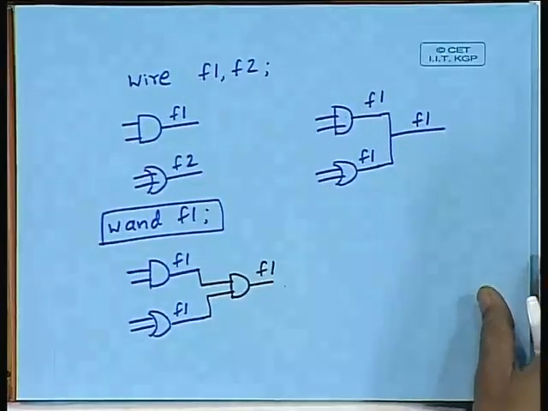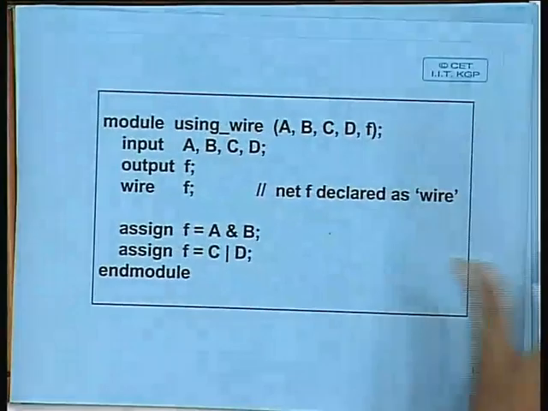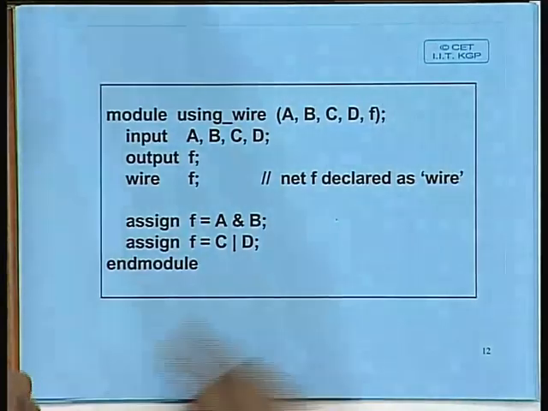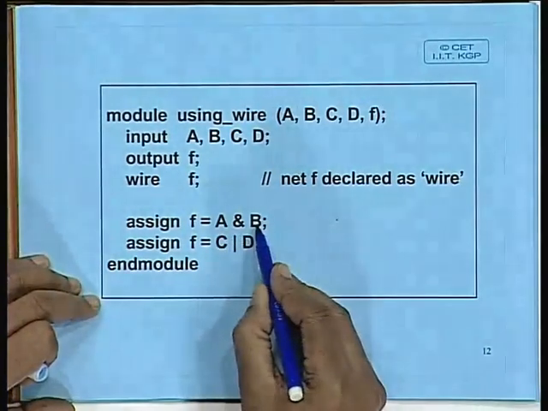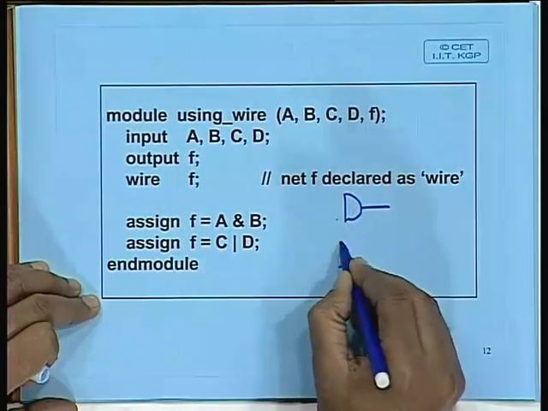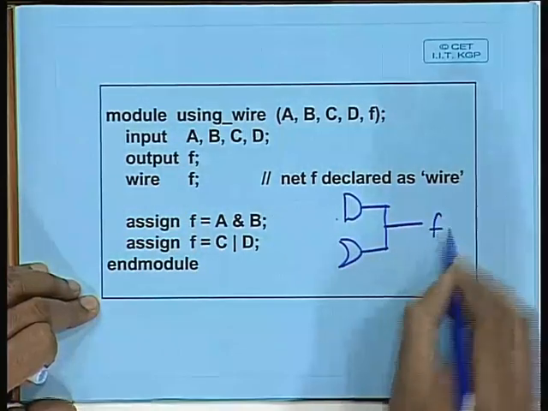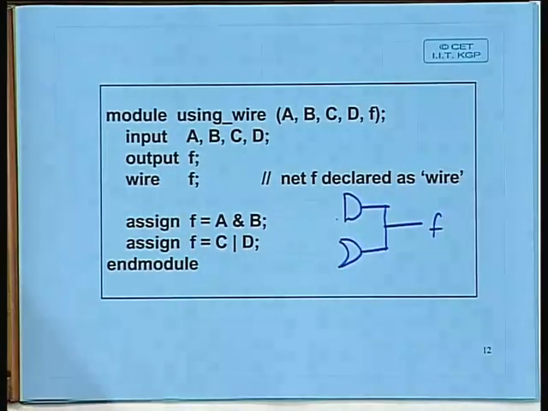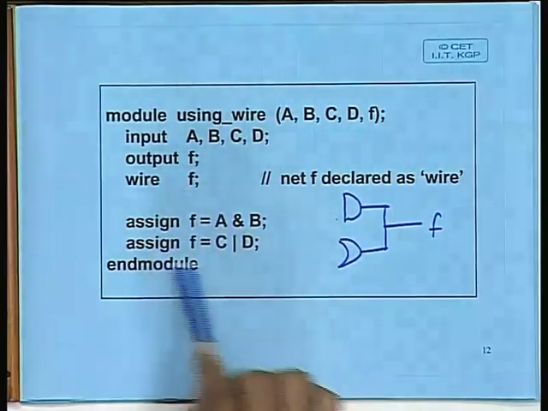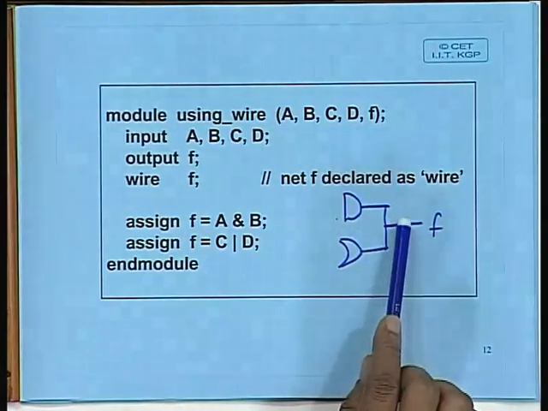So let us look at some more examples very quickly. This is just like the example I had mentioned. There is one AND gate driving F, and there is another OR gate driving F. Since it is a wire type, they will be shorted together. So, the way you have specified it, this is a wrong specification, and it will give a simulation error in the output.